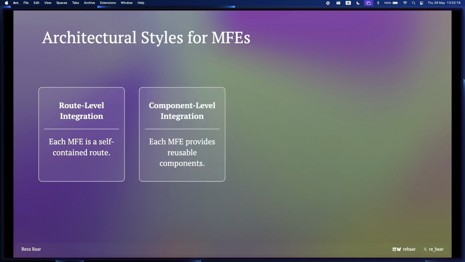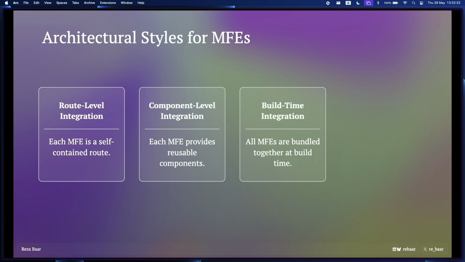You can also do the component level, like I mentioned, where each micro-frontend provides reusable components. It might be a bit more complex, but it's highly reusable, and it's very, very good. You also have build time integration, where all the applications at build time are bundled together and shipped off together. It's very performant. It's very good. I think Nuxt Layers does something like that at build time. It's actually very good. I actually like this very much.